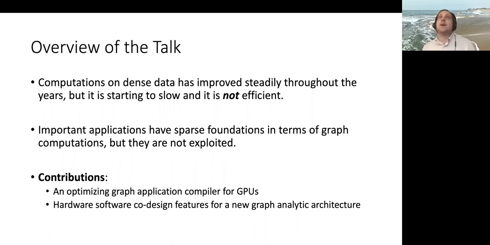If we want to be able to eventually exploit this sparse structure, we need to be able to compile it efficiently for architectures that are out there and available now, like GPUs. And then I want to talk about a hardware-software co-design that I worked on at Princeton, where we worked on a new architecture that can accelerate graph analytic applications.